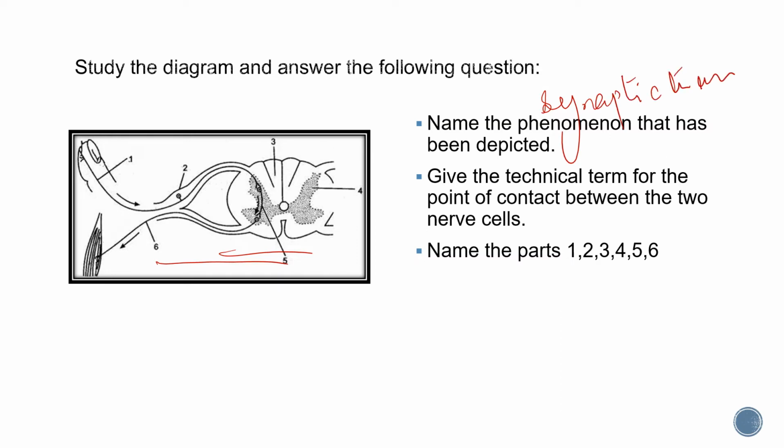The second question is: give the technical term for the point of contact between the two nerve cells. Just try to think, all of you know this answer. Try to recall. Before I tell you, pause the video, think and then listen to my answer. The point of contact between two nerve cells is the synapse. As the thing which is happening is synaptic transmission, this is the synapse. And what are all these? These are all components of the reflex arc.